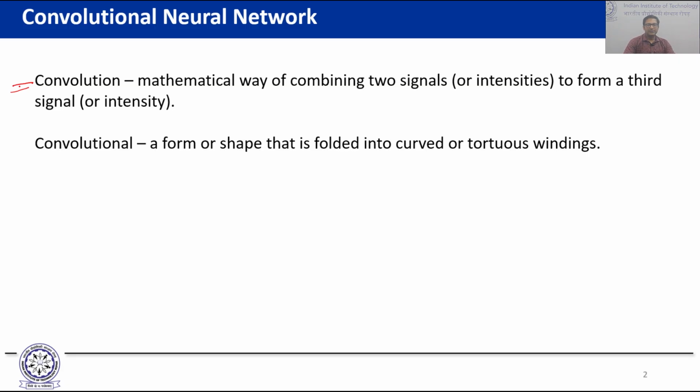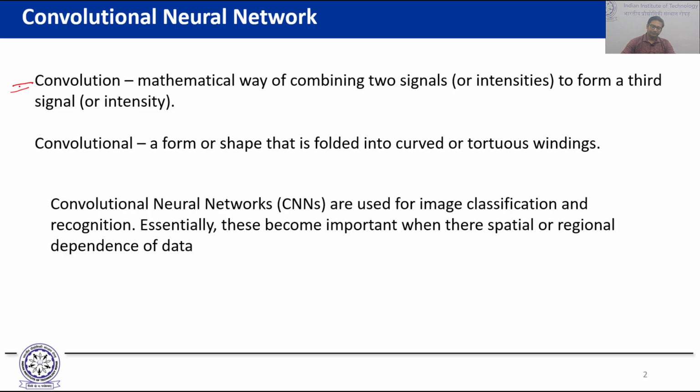Basically, what we mean by the term convolution is a mathematical way in which we combine two signals, or you can think of two signals as intensities, to form a third signal which has its own intensity. In that sense, you can think of the term convolutional as referring to a form or shape which is folded into curved or tortuous windings.